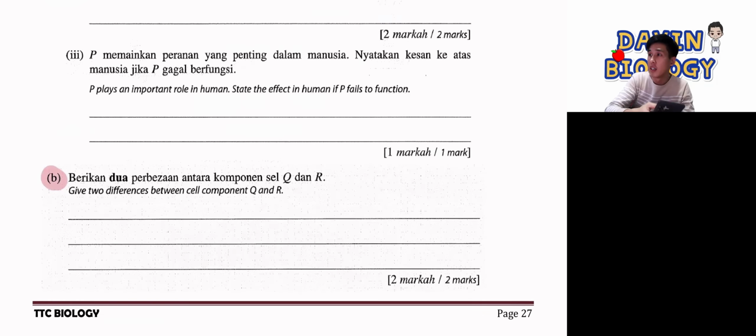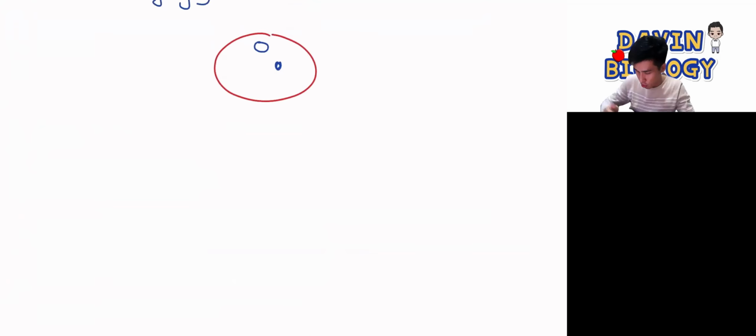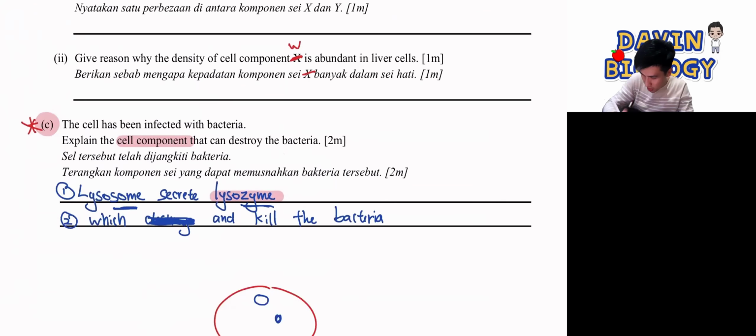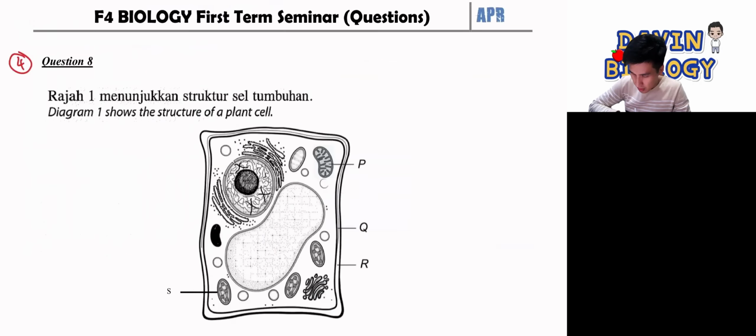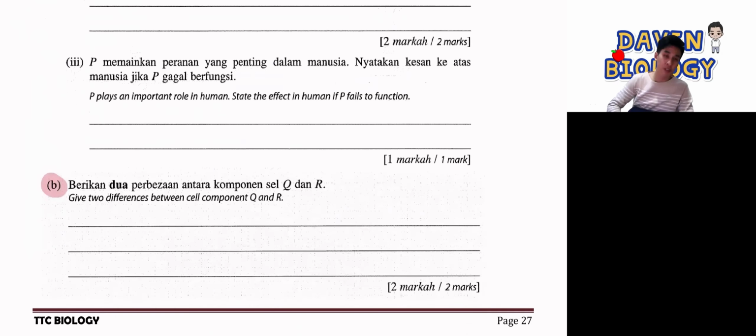Okay, wait. How to spell that? I'm so sorry, my writing a bit ugly here. Okay, write properly again. Hydrolyze. Hydrolyze means breakdown, destroy. Yeah, breakdown. Hydrolyze means breakdown. Okay. All right, let's continue here. Should be very peaceful now already.